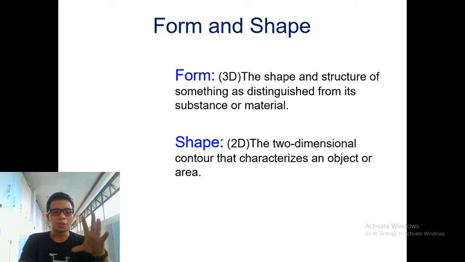So, basically, when you talk about shape and form, form is 3D. The shape and the structure of something is distinguished from its substance or material. When you talk about shape, 2D, two-dimensional, contour that characterizes an object or an area. So, basically, yun lang yun. Form is 3D, shape is 2D.